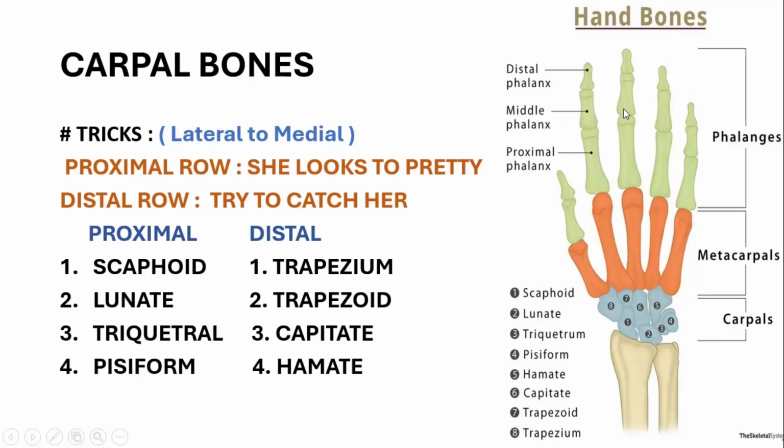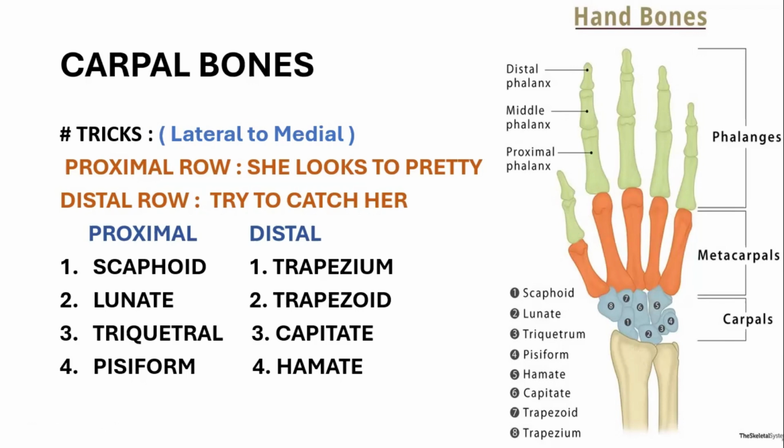Also here: proximal, middle, distal, proximal, middle, distal, proximal, middle, distal. But for the thumb, one phalanx is missing. This phalanx would be the middle phalanx. So there is only a proximal and a distal phalanx. For the thumb, the middle phalanx is missing. That's why it is 14 in number.